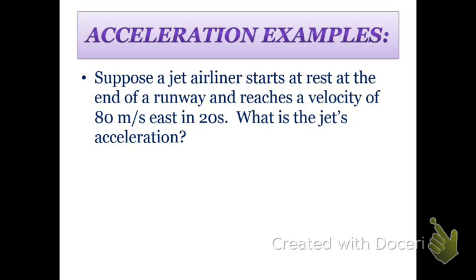Alright, so I want to start by writing down our equation. So we have a equals Vf minus Vi over t. So I need a, Vf, Vi, and t. I need those things. The problem says that a jet airliner starts at rest at the end of a runway and reaches a velocity of 80 meters per second east in 20 seconds. Okay, so we pick out some numbers here. 80 meters per second.